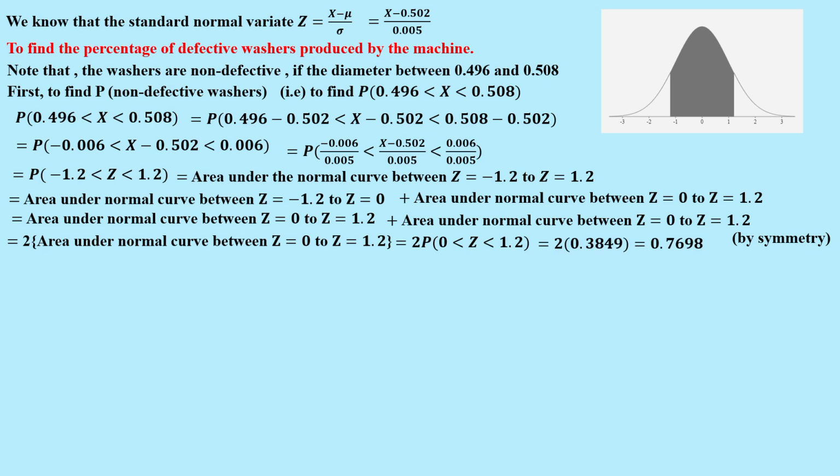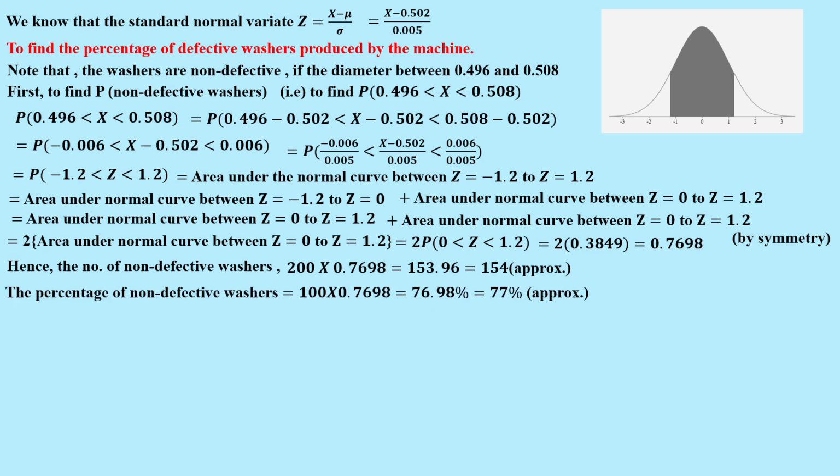So 2 into 0.3849 is equal to 0.7698. Hence the number of non-defective washers is 200 into the probability 0.7698, so approximately 154. And the percentage of non-defective washers is 100 into 0.7698, so 76.98, that is approximately 77. So defective washers are 100 minus 77, that is 23%.